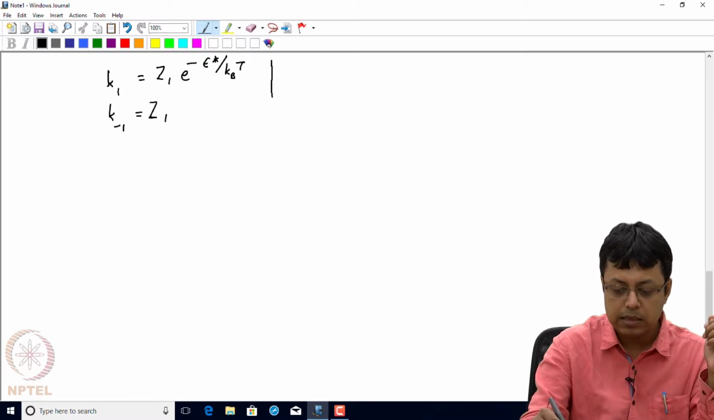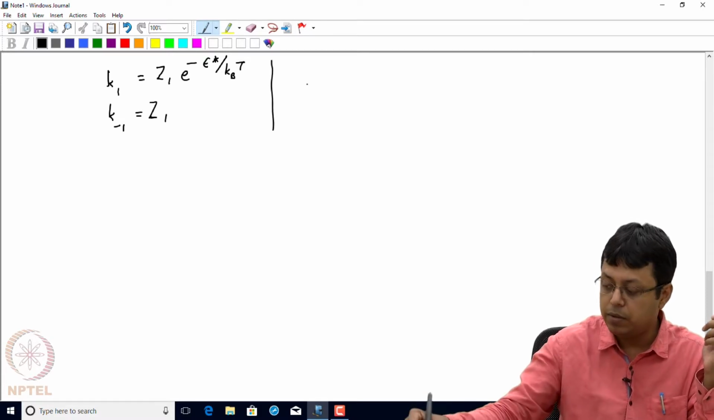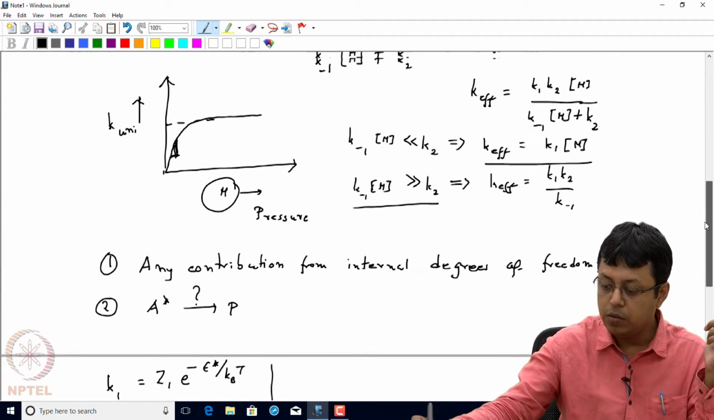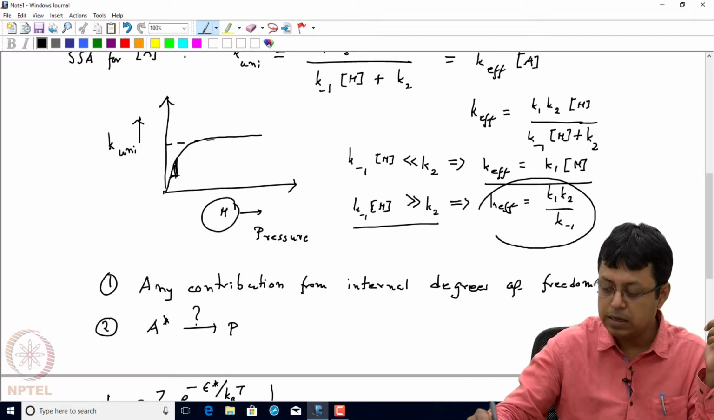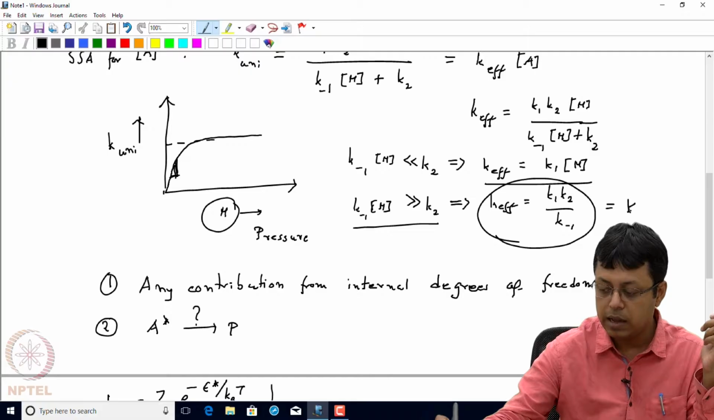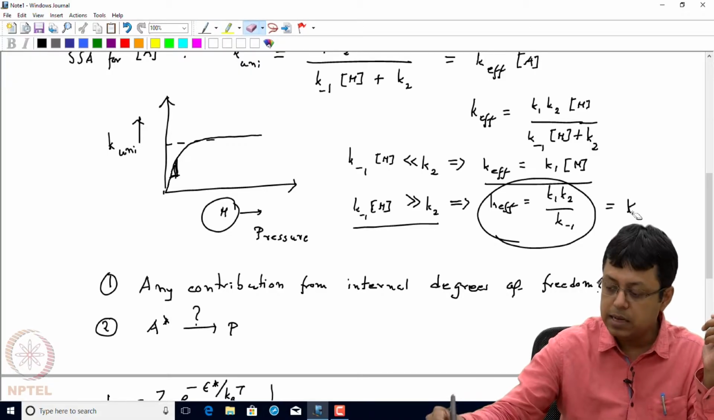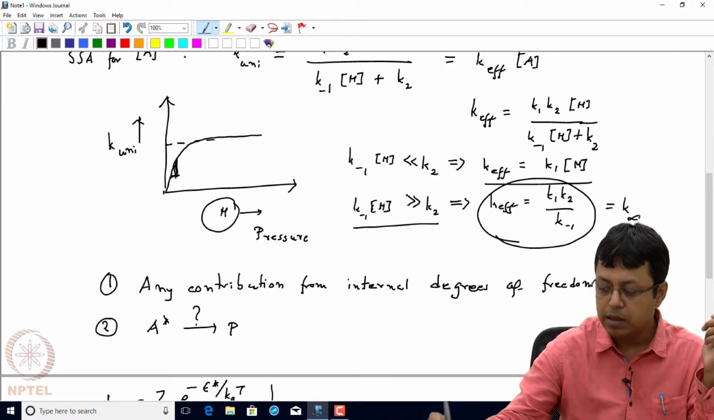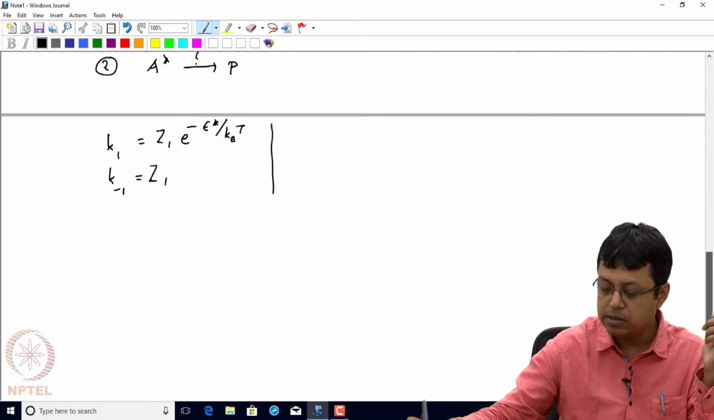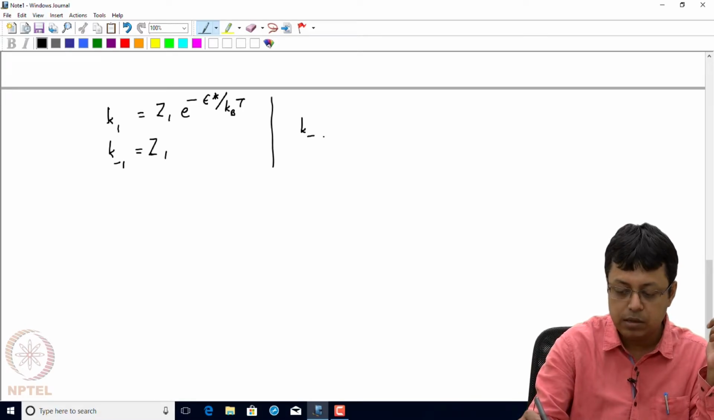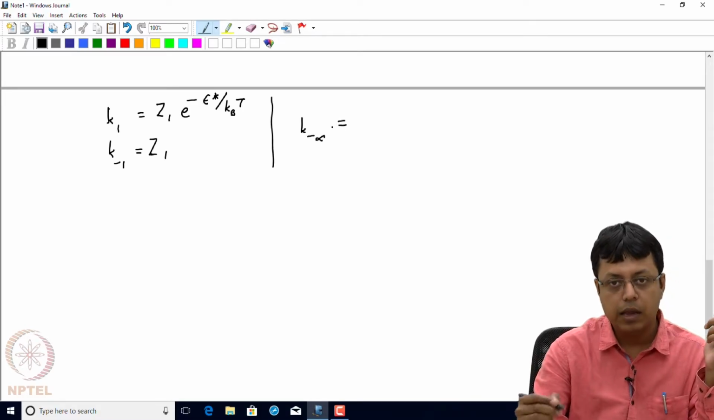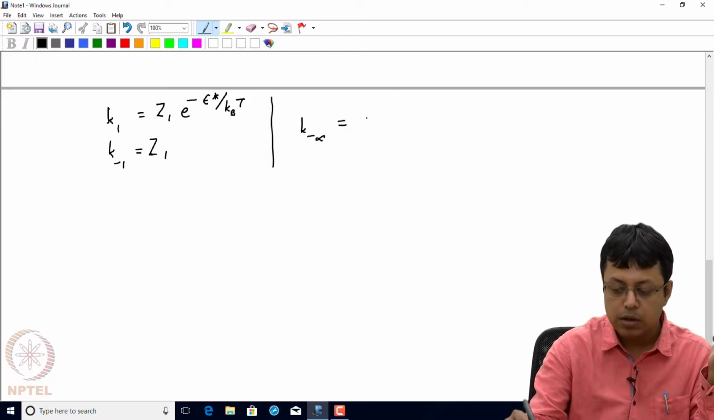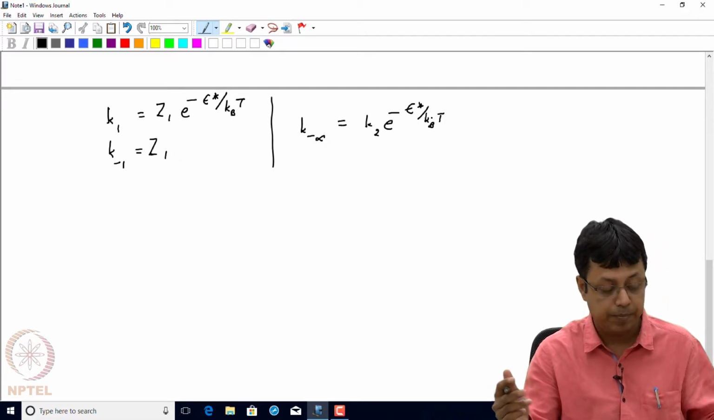So together I can say that in the very high pressure limit of the unimolecular reaction, which we wrote like this, and sometimes write as K infinity in the sense that the pressure is in the very high pressure limit, the expression for this K infinity, which is the ratio of K1 by K minus 1, into K2, becomes something like K2 into e to the power minus E star by KBT. That's what the Lindemann hypothesis is.